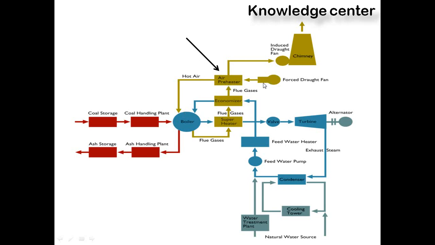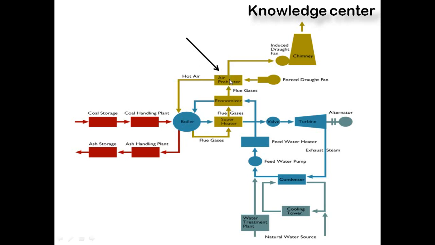So instead of having just natural air, we are providing hot air with a high pressure, so that the combustion rate will be increased in the boiler, which in turn reduces the consumption of fuel, which in turn increases the efficiency of the plant. This is how we increase the efficiency of the plant by using an air preheater.